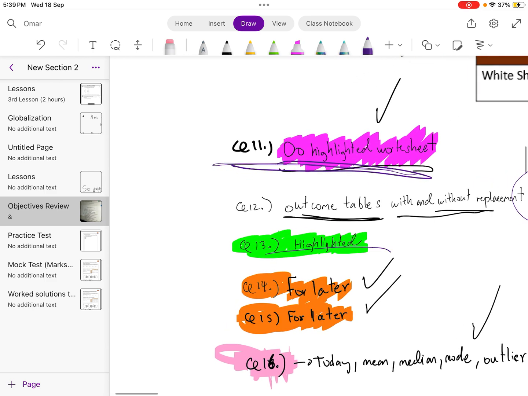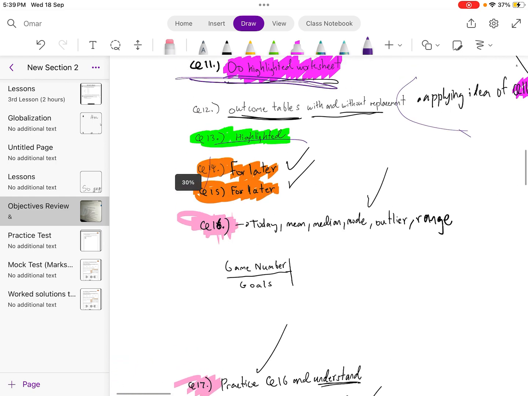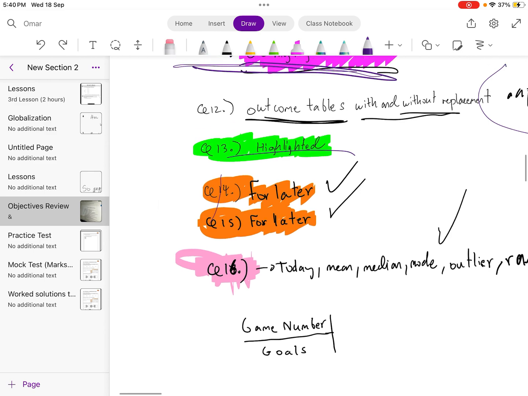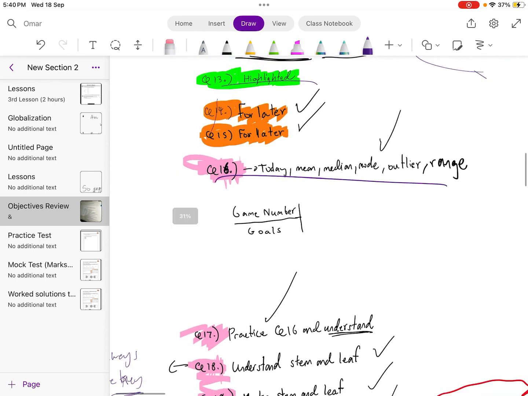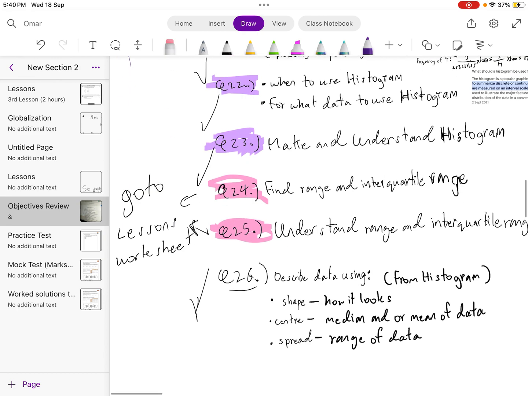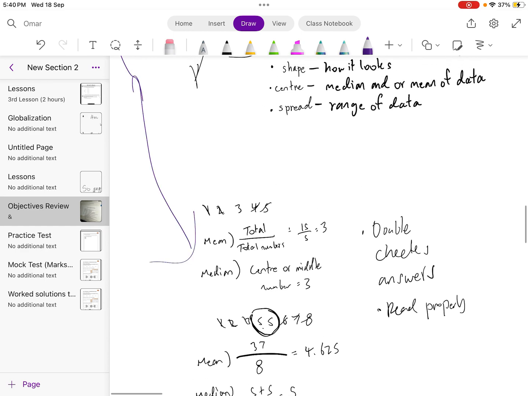And here, just do the worksheet for this one. Yeah, just skip that, it's fine. Or, I'm not sure, you can just look at this, but I think you're fine, hopefully, with that. Question 16, we went through it, it's right here. Just go down. Just make sure to double check your answers and read properly.